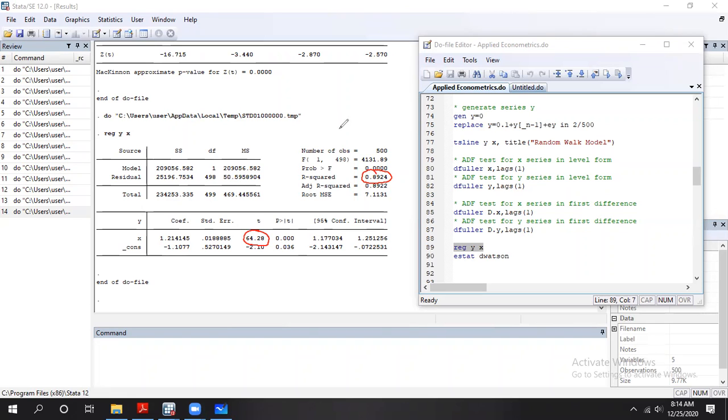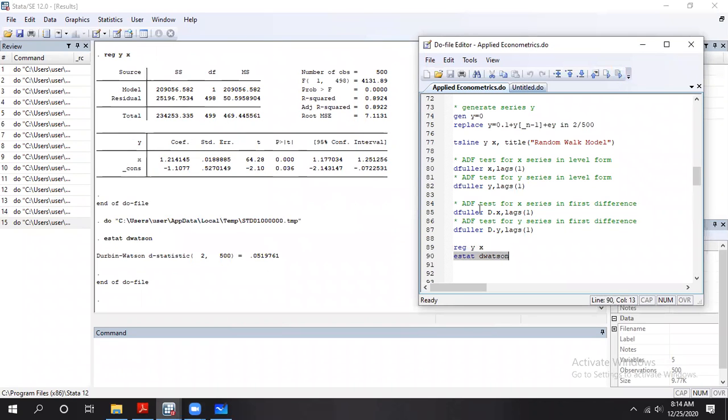And then let's look at the value of the Durbin-Watson. The value of the Durbin-Watson is 0.05, very, very low. So this means that this regression suffers from the autocorrelation problem.